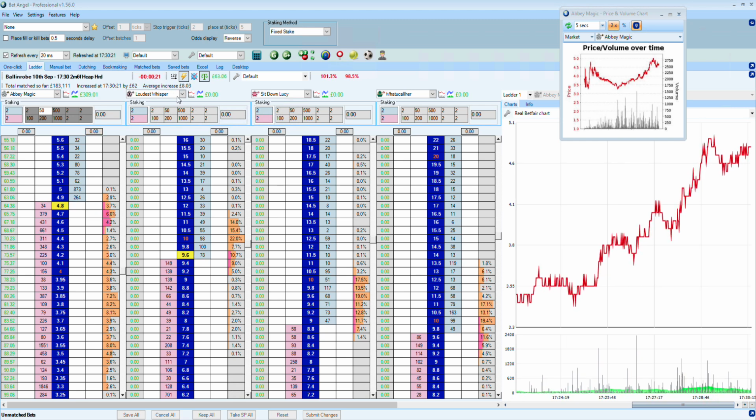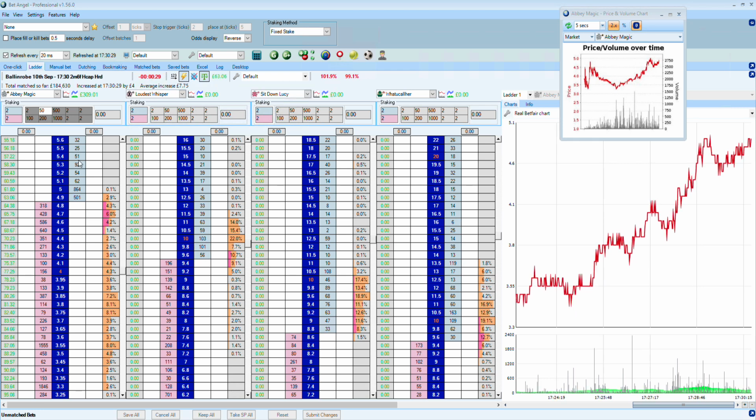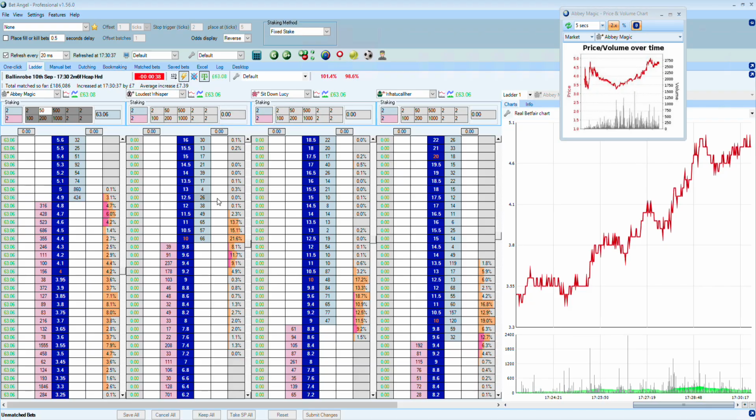And there we go. So we'll get a hedged profit of about £63 or about £309 gross on this particular selection. So we can just click here, hedge that position, and then we get £63 profit for about 2.5 minutes work in this market.